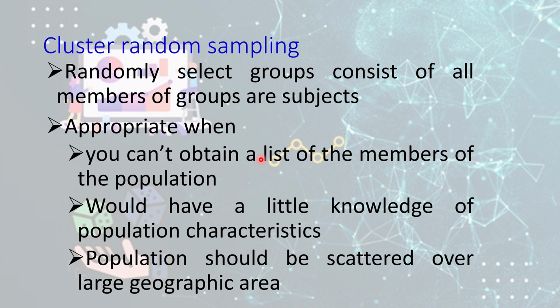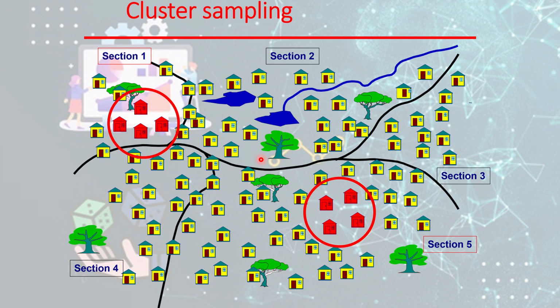The population should be scattered over a large geographic area. So if these are the issues and you want to do sampling, in that case cluster sampling is a better choice. This is an example: you will have a large data set, you already have constructed regions, so you simply pick one region randomly and you say, this is my sample.